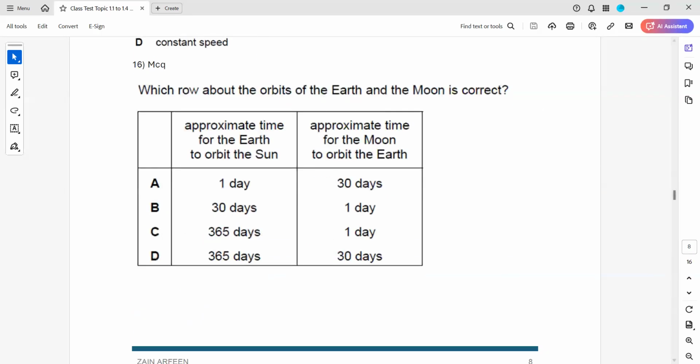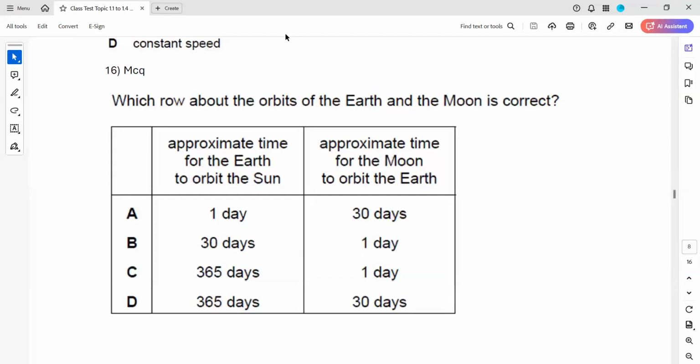Which row about the orbit of the Earth and the Moon is correct? Approximate time for the Earth to orbit the Sun. How much time is the Earth taking to completely move around the Sun? That is 365 days. And the approximate time the Moon takes to orbit the Earth is 1 month or 30 days.